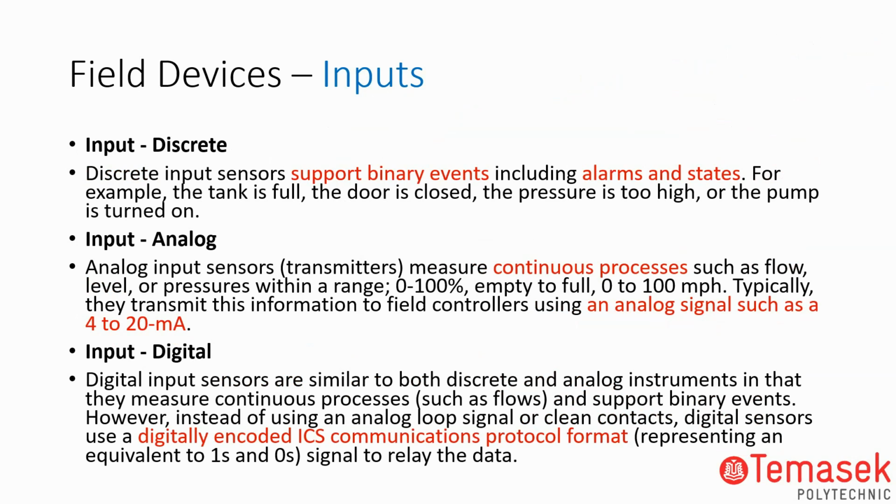Next, if you further look into the discrete and analog portion, discrete gives on-off status, and then it can be an alarm or state. It's either too high or too low, turn on, turn off, that's it, finished. Analog is possibly a continuous process, all kinds of signals that come in, such as 4 to 20 milliamp. It's a range.